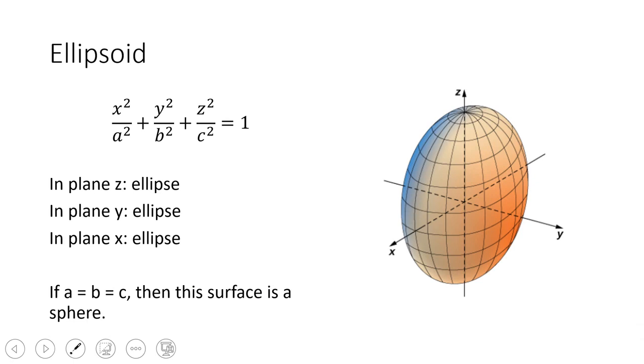But basically, when you have an ellipsoid, what that means is if I slice it in the direction of the z-plane, I'm going to get an ellipse. If I slice it along the y-axis, I'm going to get an ellipse. And if I slice it somewhere along the x-axis, I'm going to get an ellipse.